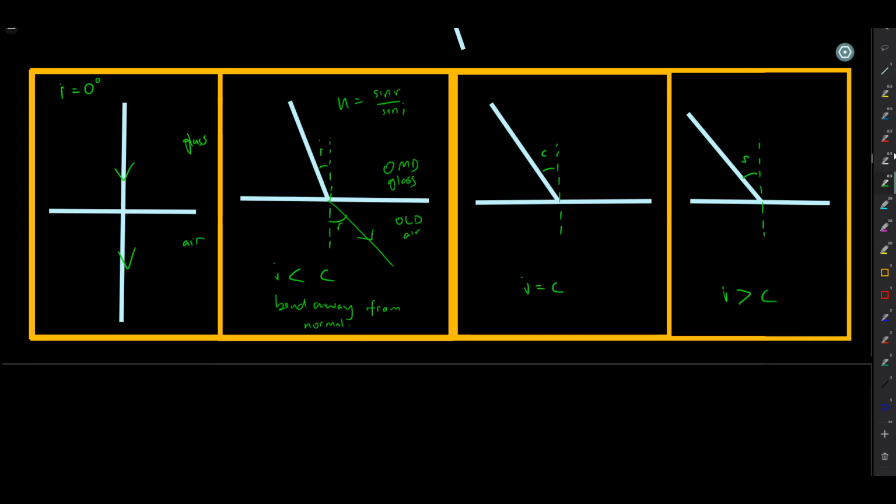Okay, next one is when I equals C. When I equals C, we have another formula: n equals 1 over sine C. The light ray will travel along the surface. I'll use red, more obvious. Same thing, this is my glass, and this is air. So when I equals C, light travels along the surface. So what is C? C is the critical angle. So what is the critical angle?